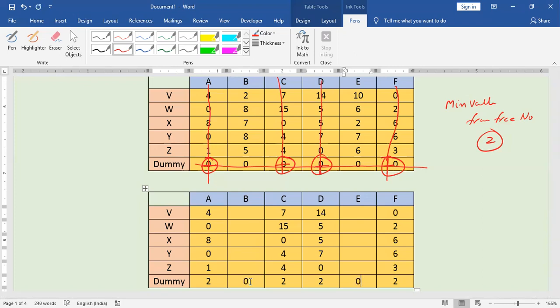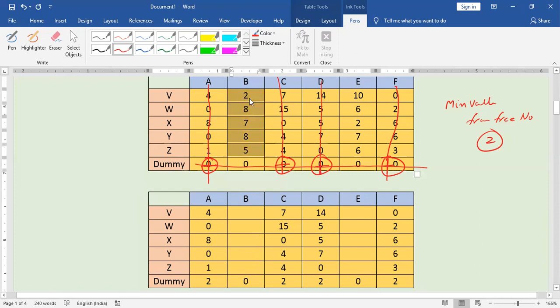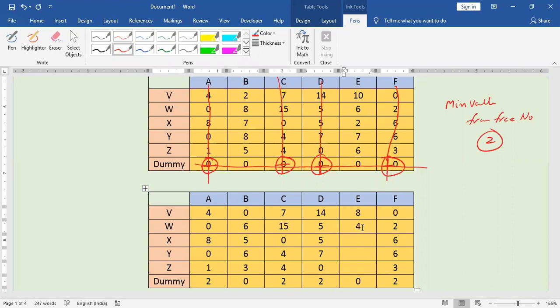But from the free numbers, we will subtract the minimum value. So in the remaining numbers, subtract the minimum value. So 2 minus 2 is 0. 8 minus 2 is 6. 7 minus 2 is 5. 8 minus 2, 6. And 5 minus 2 is 3. Right. In this case, 10 minus 2, 8. 6 minus 2, 4. 2 minus 2, 0. 7 minus 2, 5. And 6 minus 2 is 4. Again, we will draw a line.